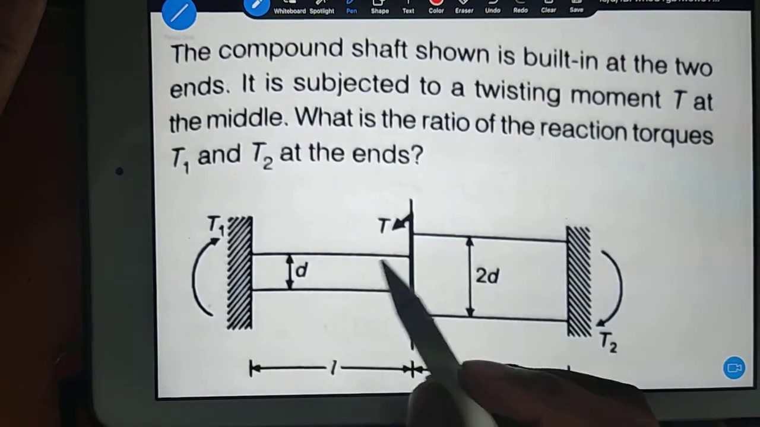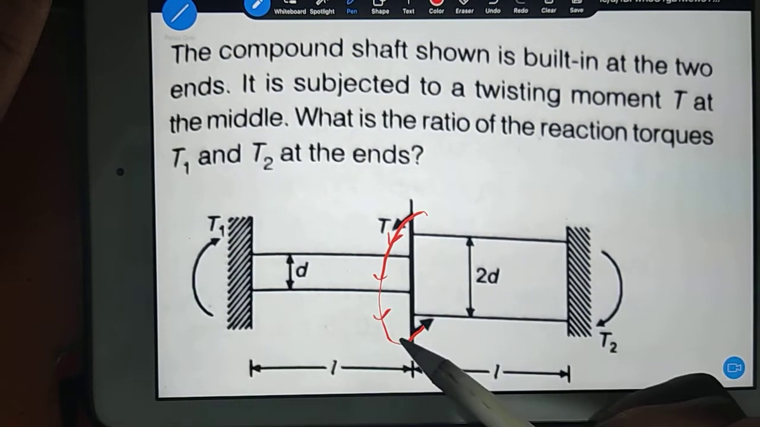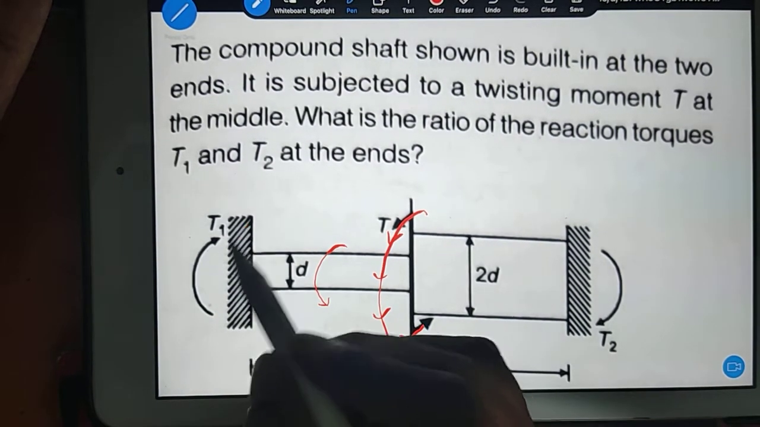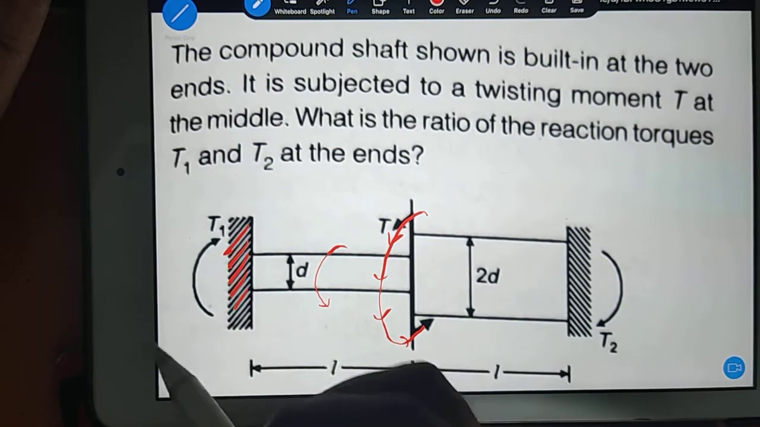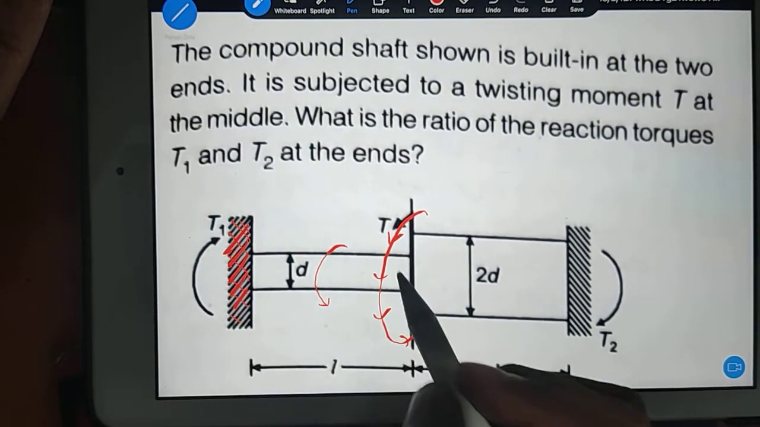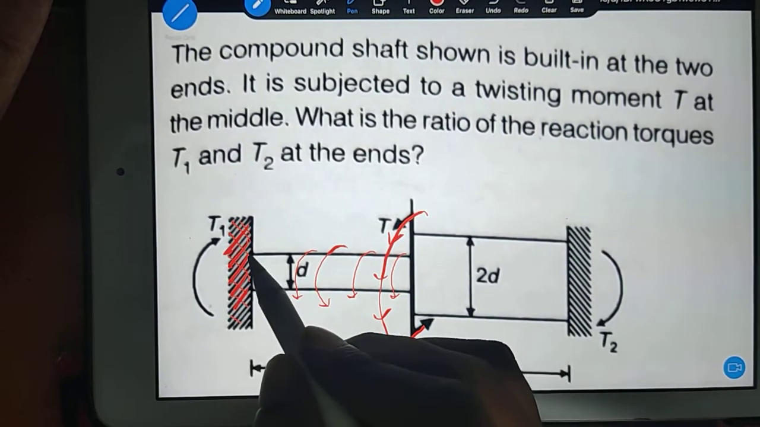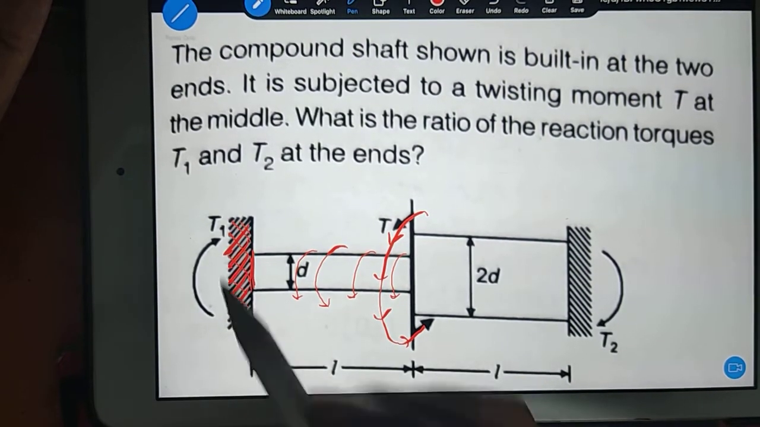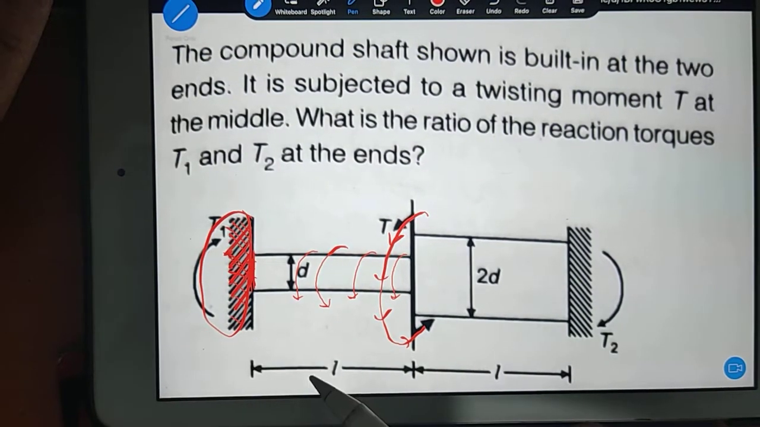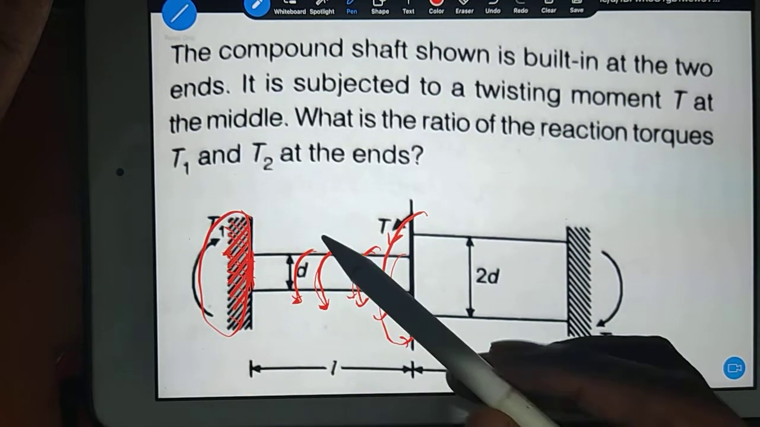Now get my point. See guys, because we have applied torque like this, what will happen? When this object rotates like this, this side we have built in, means fixed. So this will rotate maximum, this will rotate a little bit less, this will rotate even less, and this portion will not rotate at all. So why is it not rotating? Because the wall on this side is resisting the rotation. So this rod has a tendency to rotate like this.